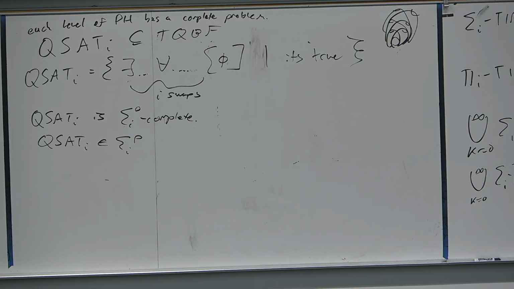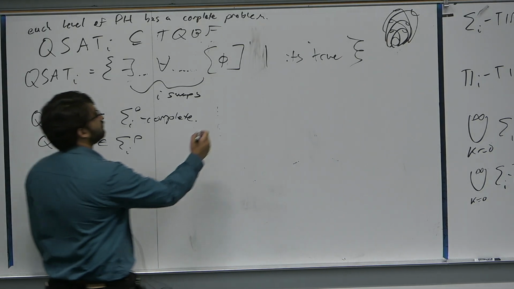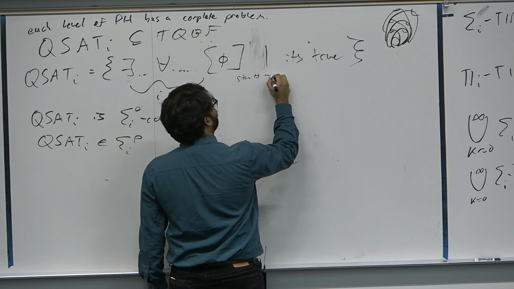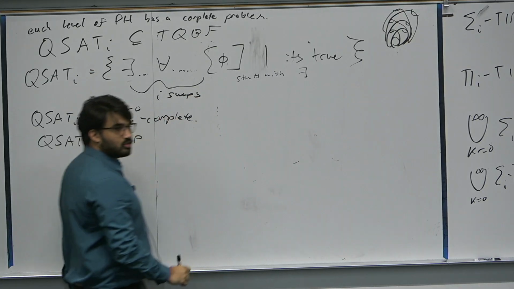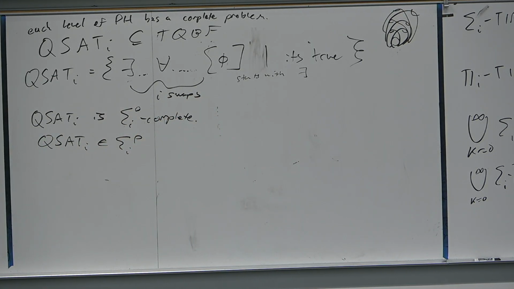Why is QSAT_i in sigma_i? What is QSAT_i again? QSAT_i is a subset of TQBF, where it's not just any quantified Boolean formula, but a quantified Boolean formula with at most i swaps. Pop quiz, what is QSAT_1? And also, I'll just say it starts with exists. What is QSAT_1? Sigma 2. Maybe I got an off by 1 here.